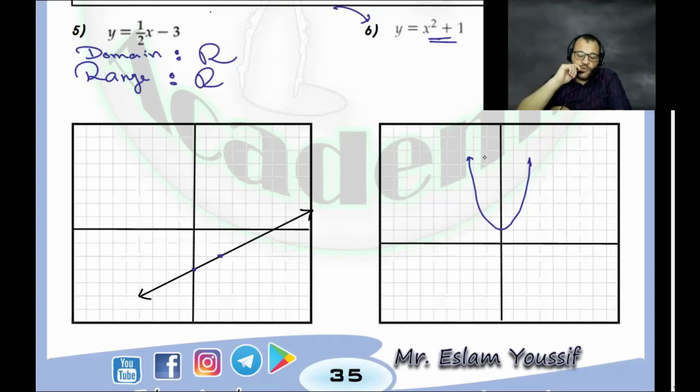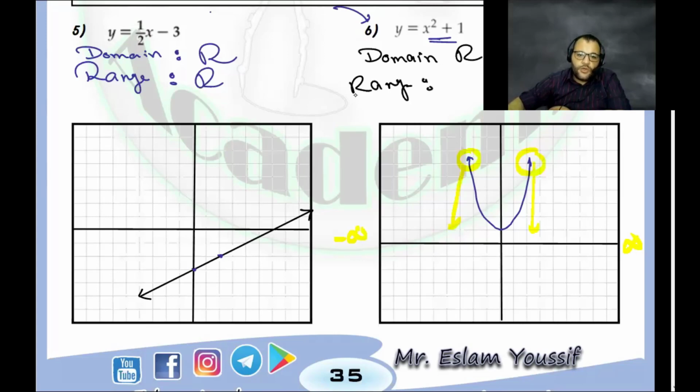Now we need to find the domain. We are looking at x. I start here with an arrow, and I end with an arrow. So I start from negative infinity and end with infinity. It means the domain is R. Now what about the range?